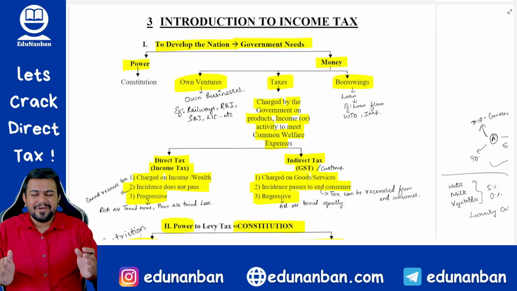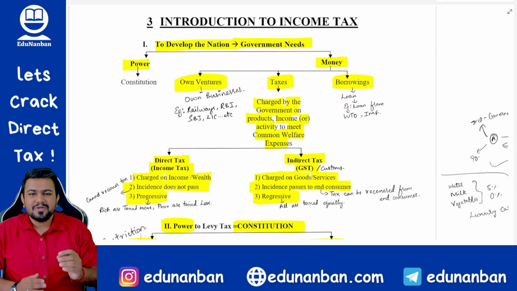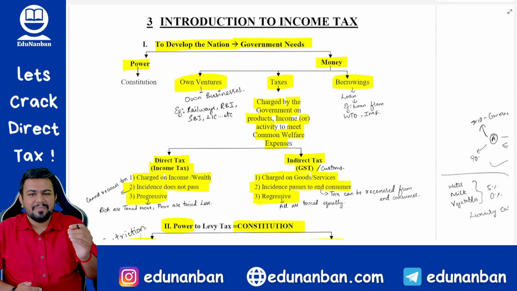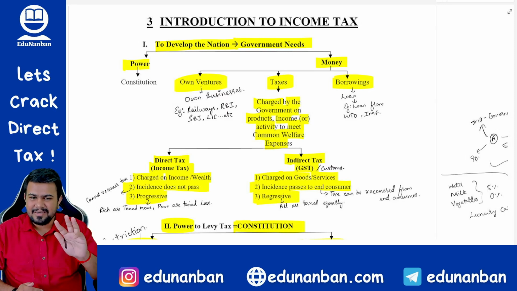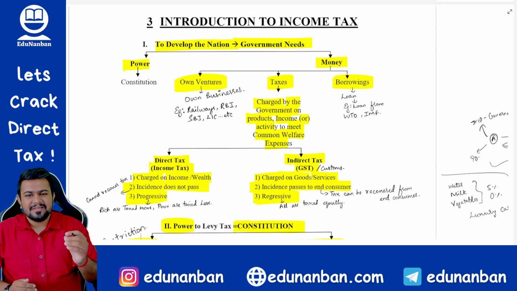Firstly, let us revise what we had studied already in the first two videos. First and foremost, to develop the nation, the government needs two things, power and money. Power comes from the constitution and money can come from three sources. What are the three sources? Government's own business, taxes and borrowings. We are concerned about taxes.